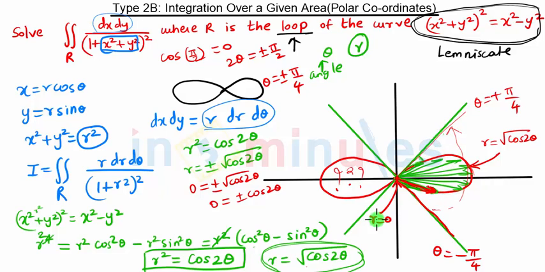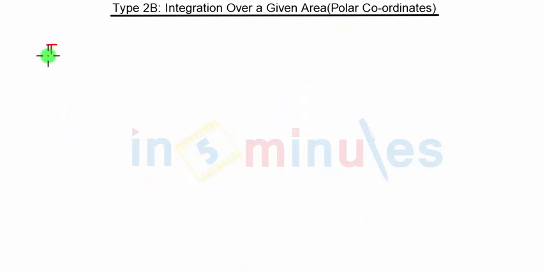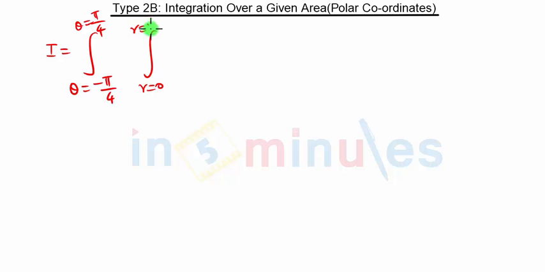So we get two limits: r is from 0 to root of cos 2θ, and θ is going from −π/4 to π/4. We substitute these limits in this equation, then I equals the integral of θ from −π/4 to π/4, then the integral of r from 0 to root of cos 2θ, r dr dθ upon (1 + r²)² dθ.